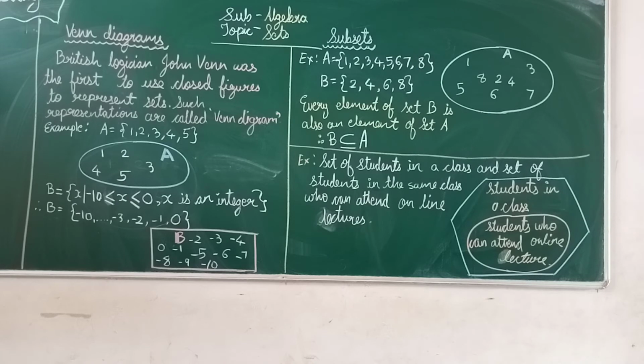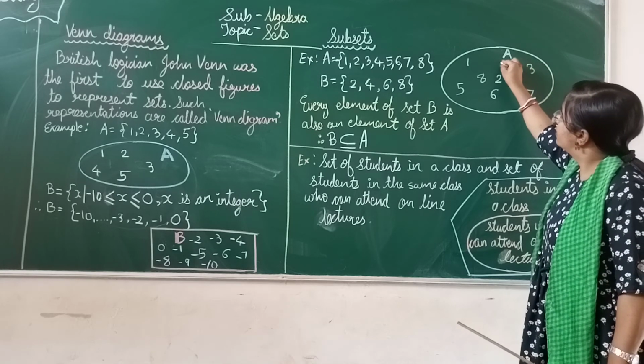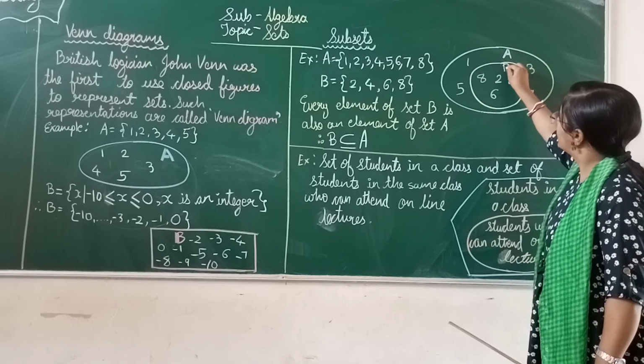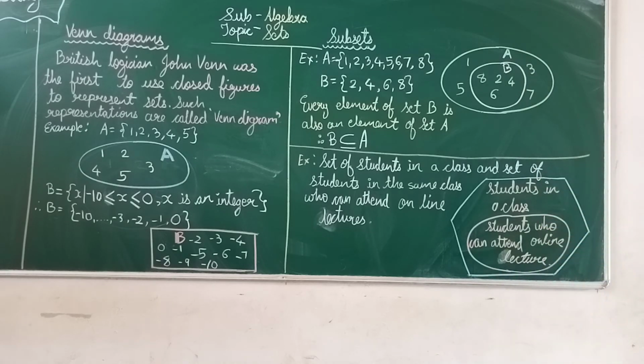So instead of drawing a new diagram, I will make a subset here and I will name it B. So I can say every element of set B is present in set A, therefore set B is a subset of A. This is the symbol for subset, and this is the Venn diagram presentation.